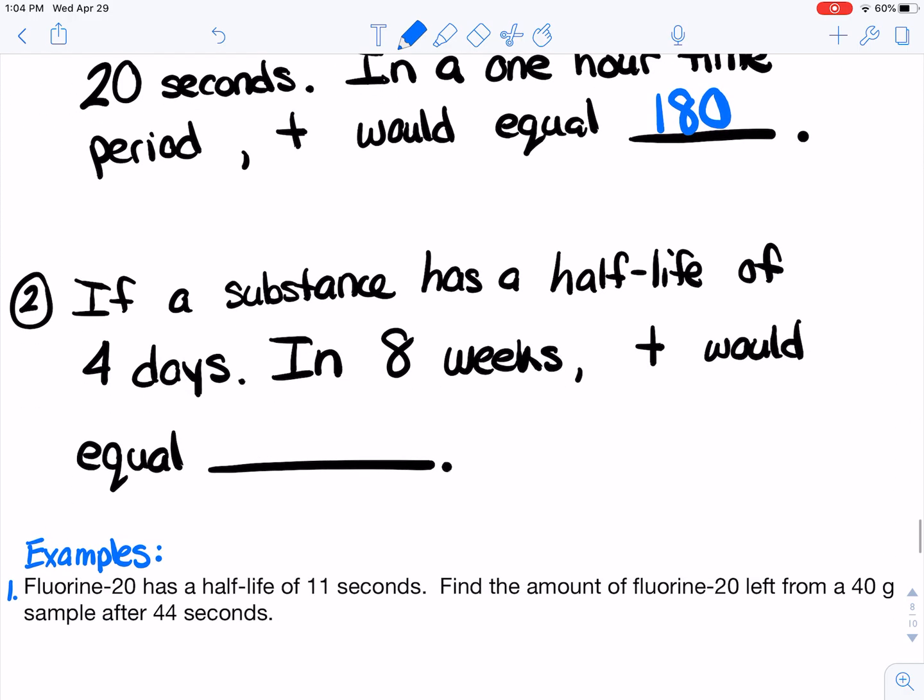Next one, if a substance has a half-life of 4 days, in 8 weeks, T would equal, well, I've got to convert weeks to days. How many days are in 8 weeks? You would multiply this by 7 and you get 56. So now I need to figure out 56 divided by 4, which gives me 14. So it would have a half-life 14 times. 14 times this particular substance would cut itself in half.